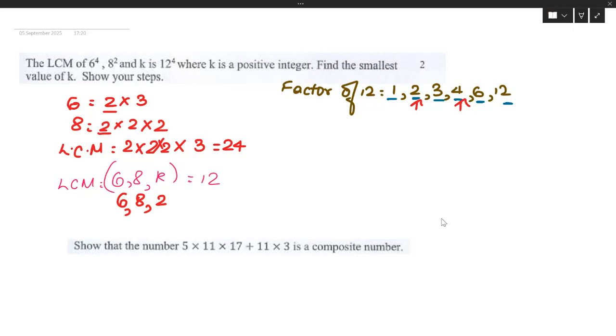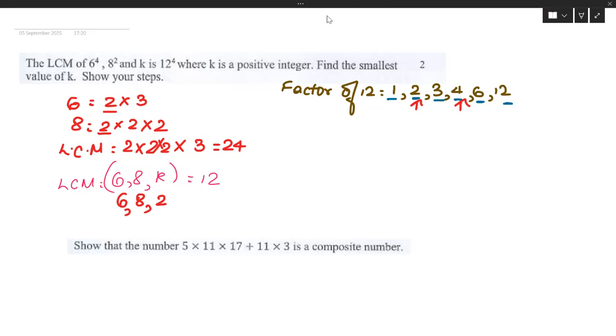No, no. What is a composite number? Yes, multiples of 2. Correct. So what you will do, you will solve this whole thing: 11 into 5 into 11 into 7 plus 11 into 33. Can you notice a common number 11, which is a common factor here?